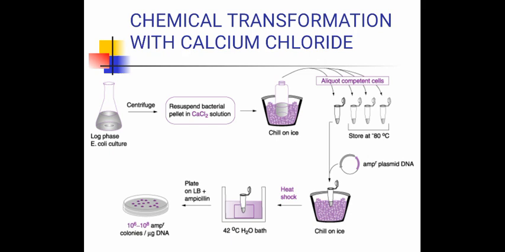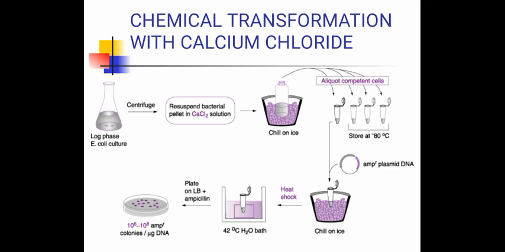See here in this diagram we can see E. coli culture, meaning bacterium is present. Then this is centrifuged. After centrifugation, resuspend the bacterial pellet in calcium chloride solution. Then aliquot competent cells, chill on ice, then heat shock is given, then plate on LB ampicillin.